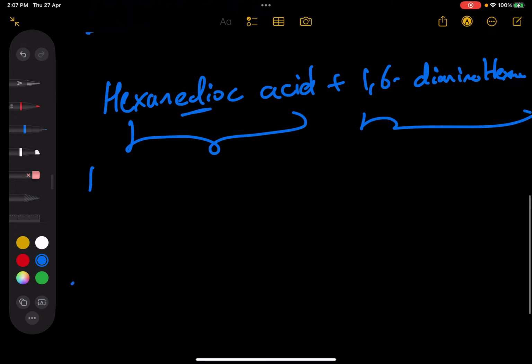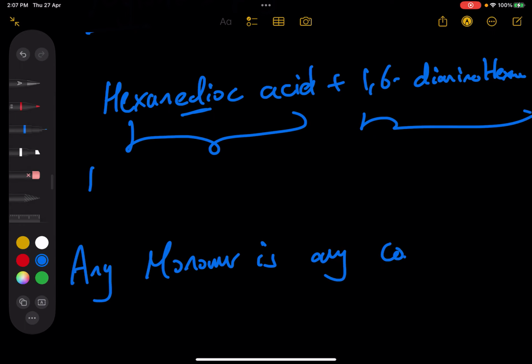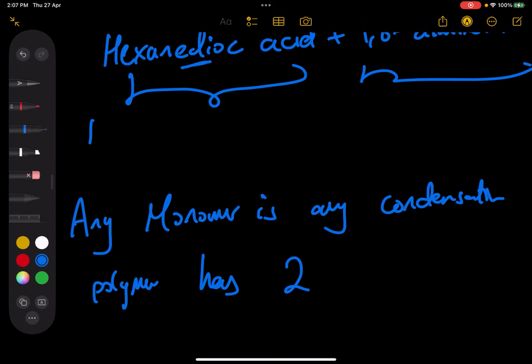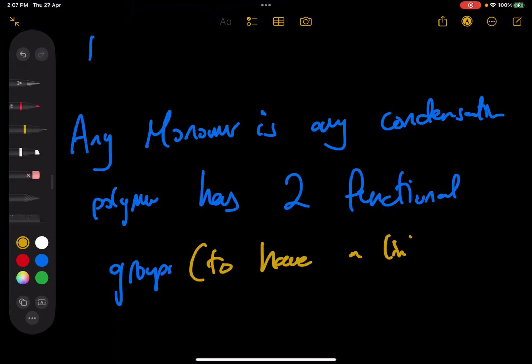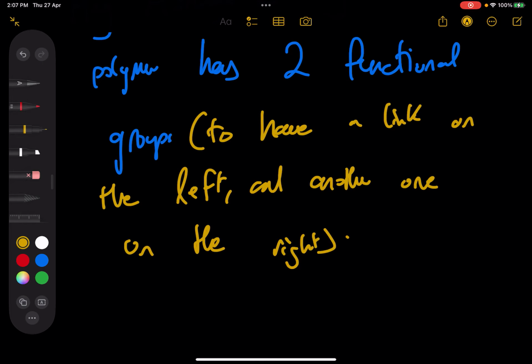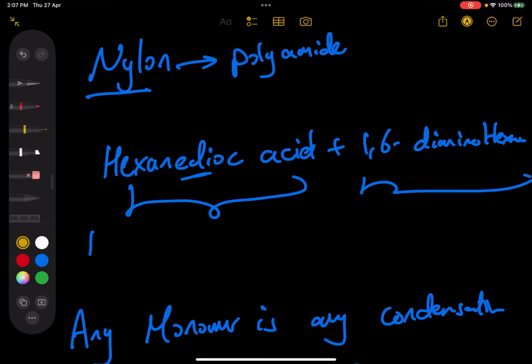Any condensation polymer, any monomer in any condensation polymer has two functional groups. Okay, to have a link on the left and another link on the right. Very good. Hexane dioic acid plus 1,6 diamino hexane.